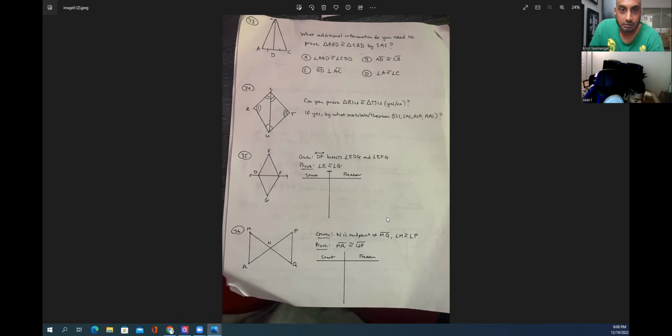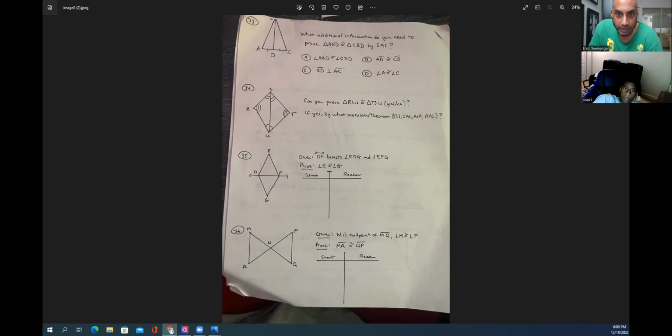You just use the diagram and use the properties of some of these triangles. What was that? 33. Do you have the answer key? Is 33 C? Yeah. Yes. Okay, we're good on that one.